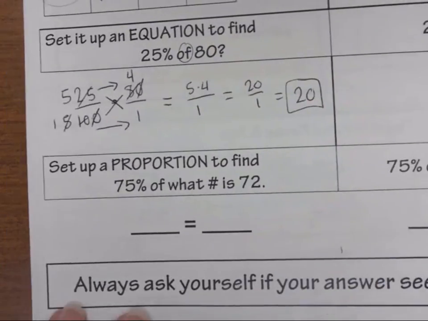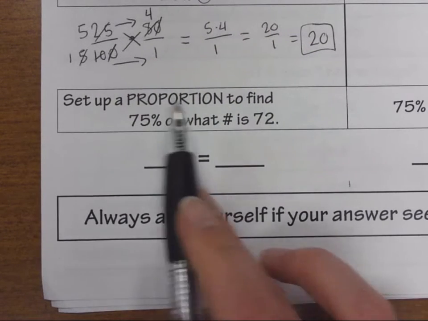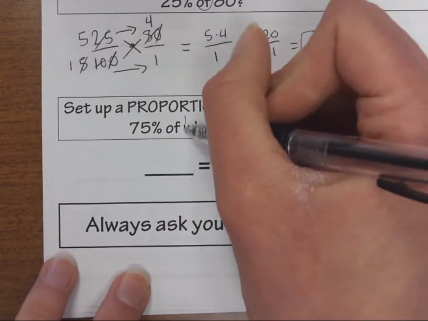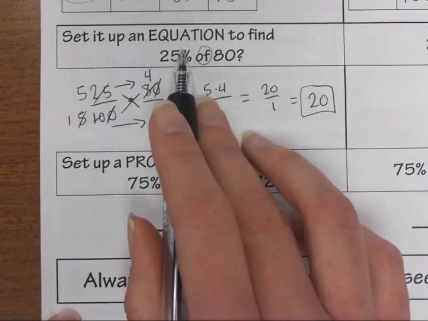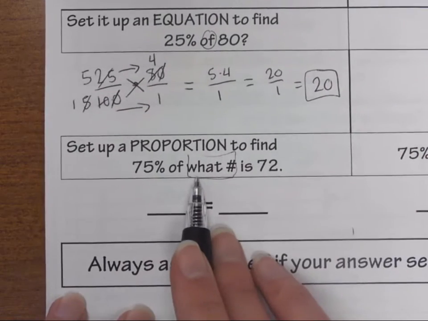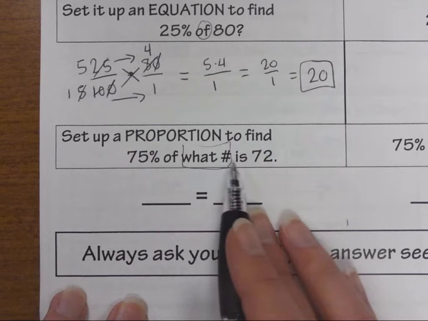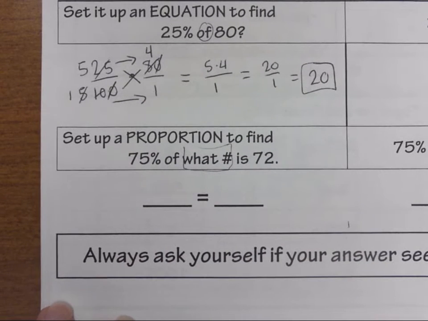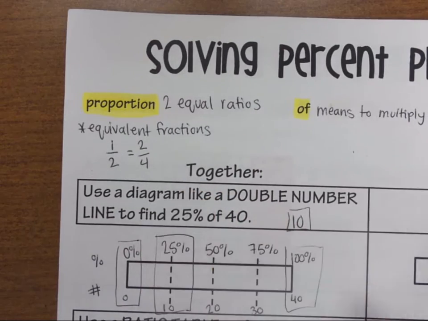Okay, the final way that we're going to do these is we're going to set up a proportion to find. This is going to be a little bit different. What is 75% of what number is 72? Do you see how on all of these it said percent and then it gave us the whole value and we found something smaller? On this one, 72 is the 75% portion of some bigger number. We need to find out what that bigger number is. So we're going to use equivalent proportions like we saw right up here in our vocabulary to figure that out.